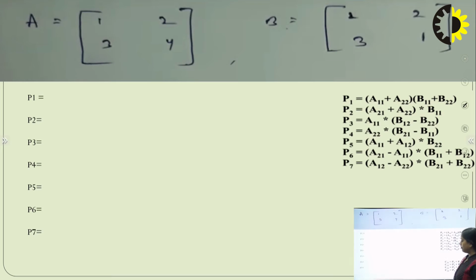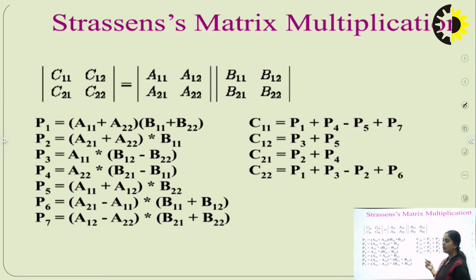So what is the basic idea, what is the main requirement of Strassen's matrix multiplication? By using these 7 formulas, and then putting the value of these 7 parameters into C11, C12, C21, C22, we find the multiplication of the given matrices. So I am just taking an example, which is the textbook example, and going to solve it.